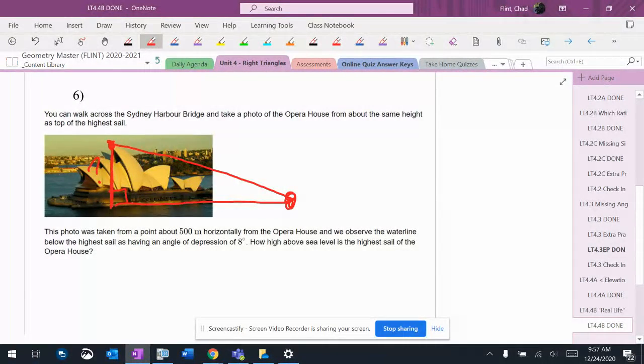All right, so it says a photo was taken at a point 500 meters horizontally from the opera house. Horizontally is here, so it took 500 meters there. I want to know that side. It says we observed the water line below the highest sails having an angle of depression of 8 degrees.